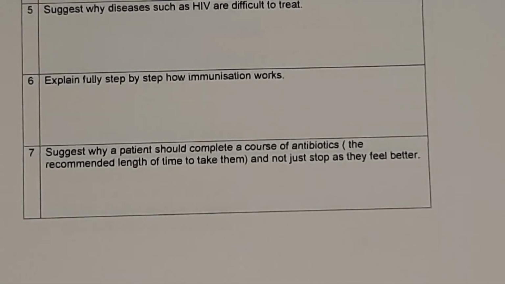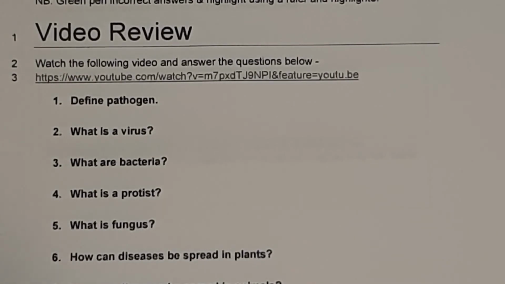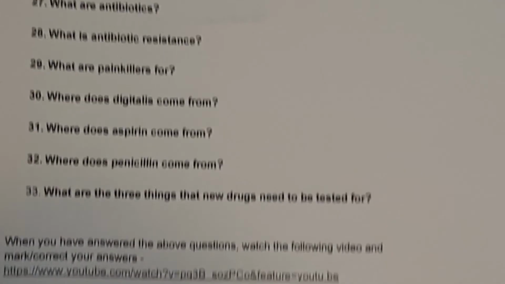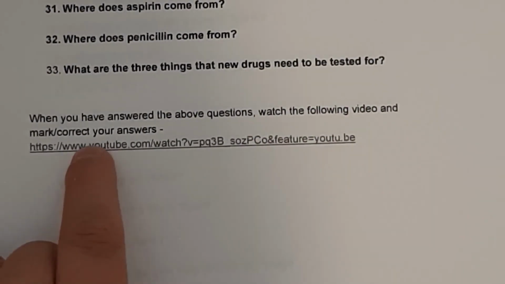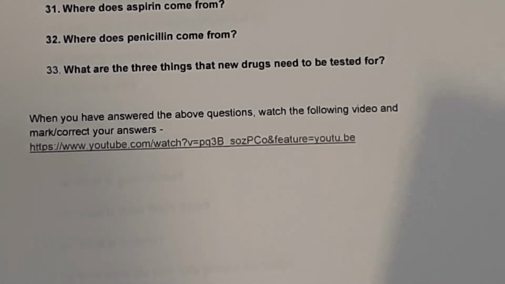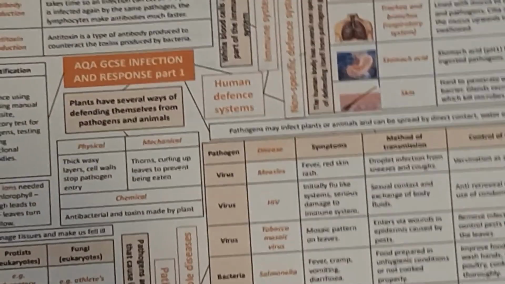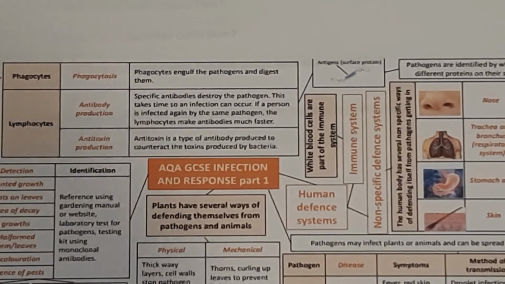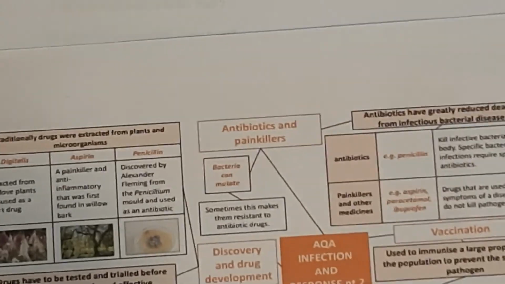And then finally, you'll need to do the video review. There is a video here where you can watch it on YouTube, and that goes through most of this topic, in fact, all of this topic by the looks of it. There are quite a few questions there, and it goes on to the next page. Once you've done that, watch the following video, and then you can mark and correct your answers. If you're having any difficulty with any of the questions, we do have 2 revision set pages at the back of the book, page 44 and 45, which you can use to help you go through that content.